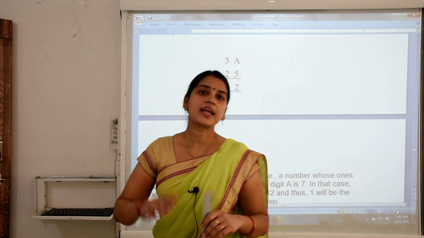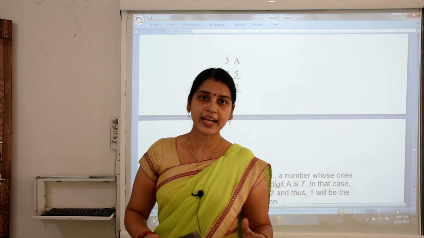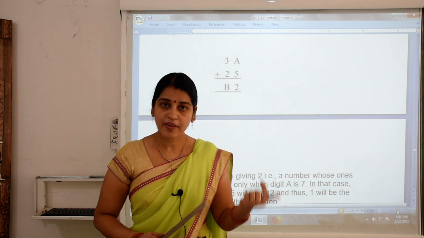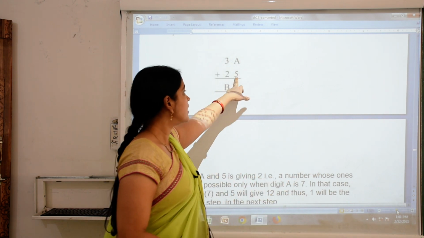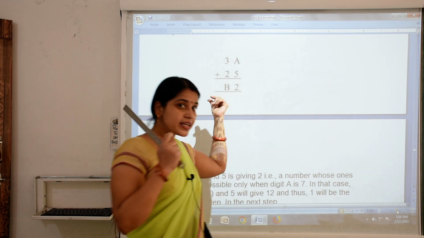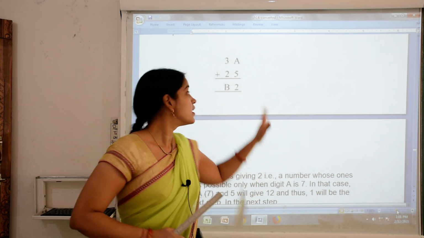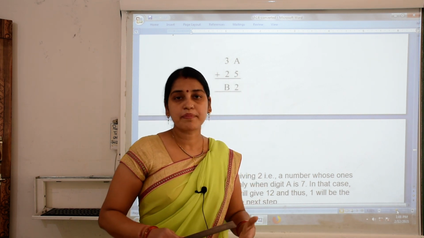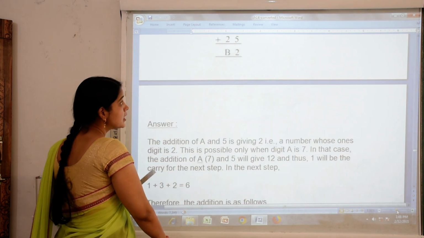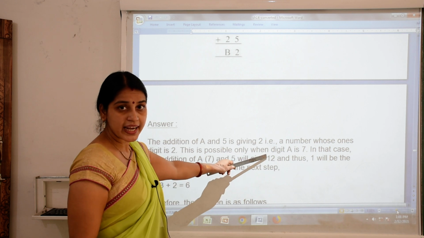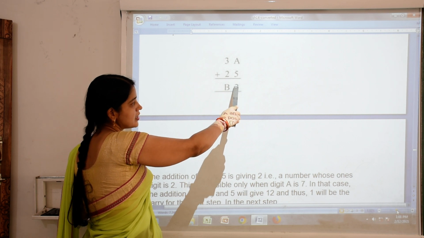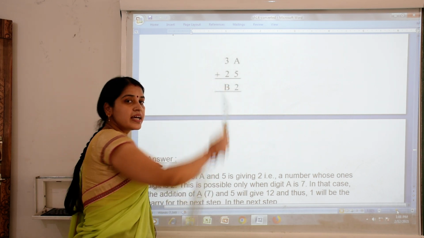But is it possible? अगर आप 5 में 0 भी ऐड करते हैं तो आपको 2 मिलेगा? No, you will not get 2 because 2 is smaller than 5. That's why we have to add to 5 such a number that you get a 2-digit number, that is 12. So to 5 we add 7, because 5 plus 7 we get 12. So in addition we get 12, 2 is in this place and 1 is carried.